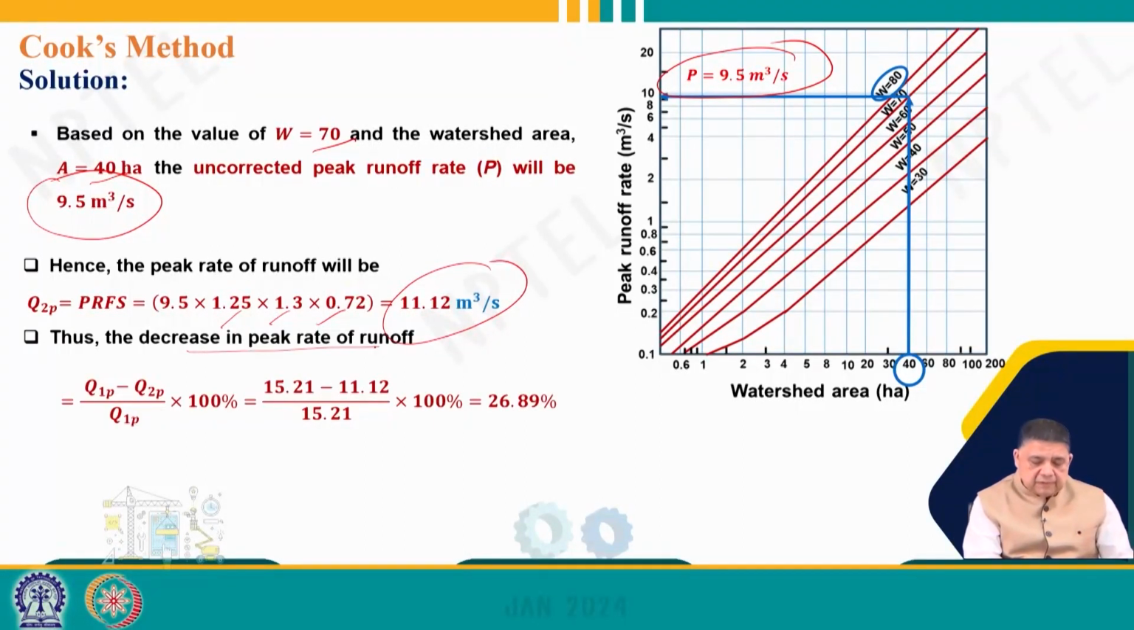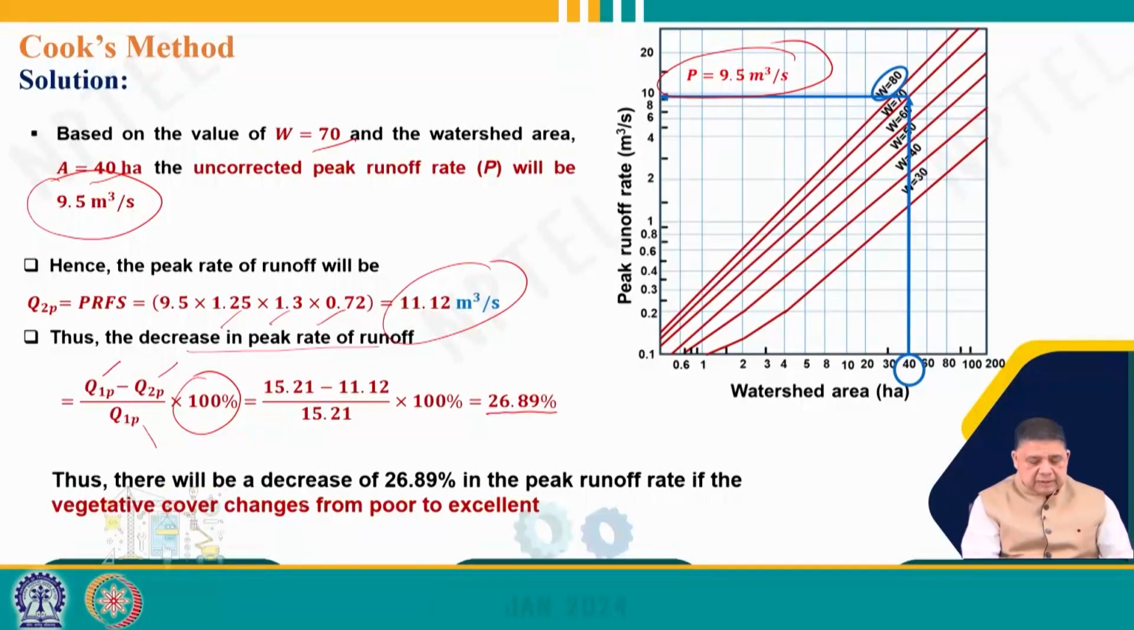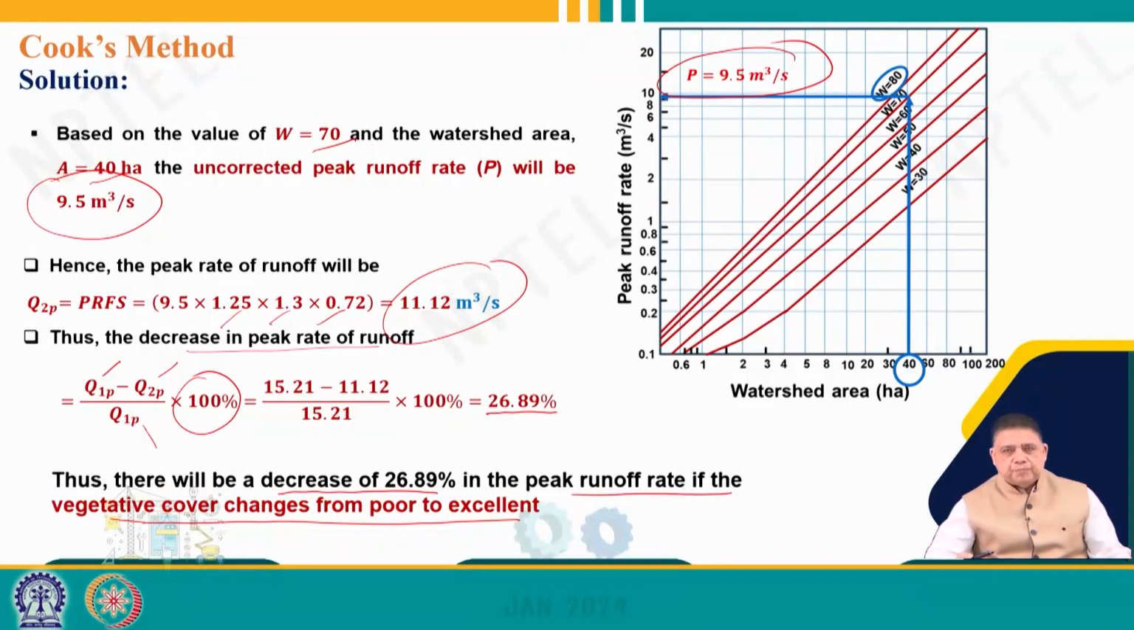So, the decrease in runoff is the peak rate of runoff, Q1P minus Q2P, divided by Q1P, and of course, as a percentage, that is why we are multiplying by 100. So, that value we get is 26.89%. It shows that there will be a decrease of 26.89% in the peak runoff rate if the vegetative cover changes from poor to excellent. So, that is how we saw that we can use Cook's method, provided the data. Of course, the data requirement is pretty huge, but if you know all the characteristics, then you can use Cook's method for estimating the peak runoff rate.